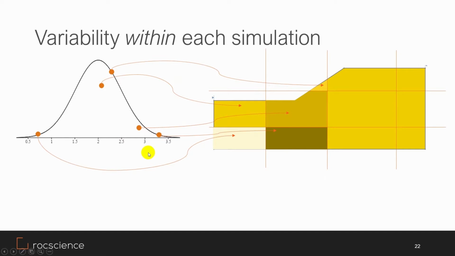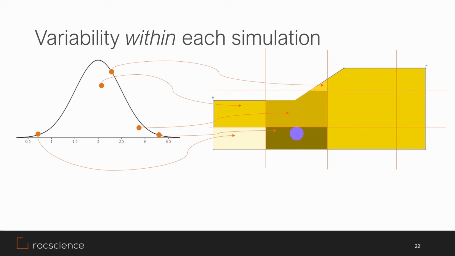Okay, we said we can consider spatial variability by just taking our same distribution and assigning it to cells within each simulation instead of to the entire slope in each simulation. There's only one problem here. If this distribution is sampled randomly, according to Latin hypercube, then we might get a very low cohesion value in this cell, such as 0.7, and a very high cohesion in this cell, such as 3.3.